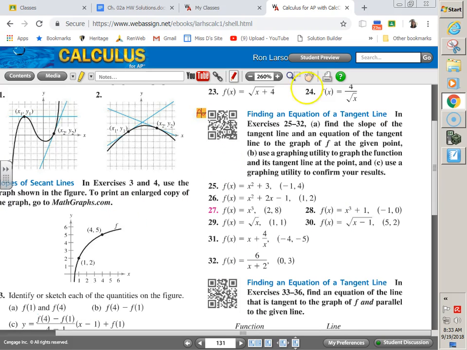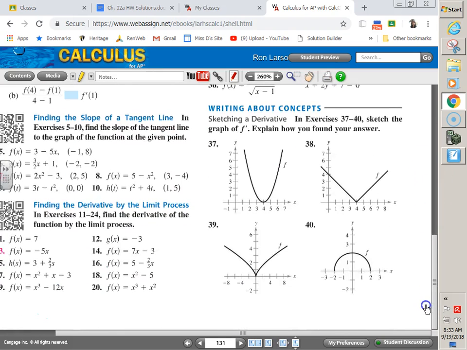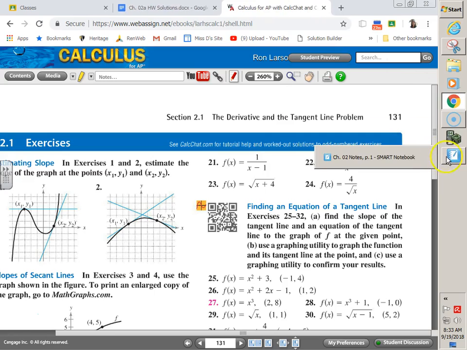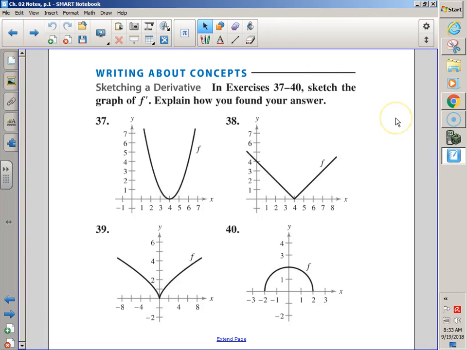All right, so we did 21. We did 29. We did whatever was at the end, the one that Janelle had a question on, and we're left with 37 to 40.